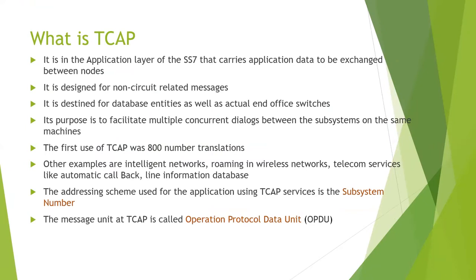So the first use of TCAP was 800 number translations, where, since 800 is not of a particular country code, it needs to be translated by a carrier. So TCAP helps a lot in that. Then other examples are intelligent networks, roaming in wireless networks, telecom services like automatic callback, line information database.